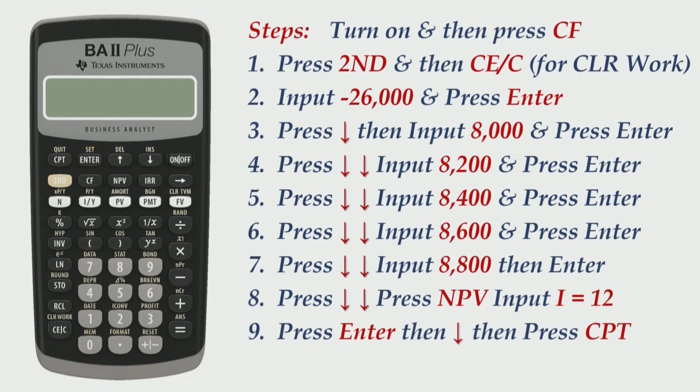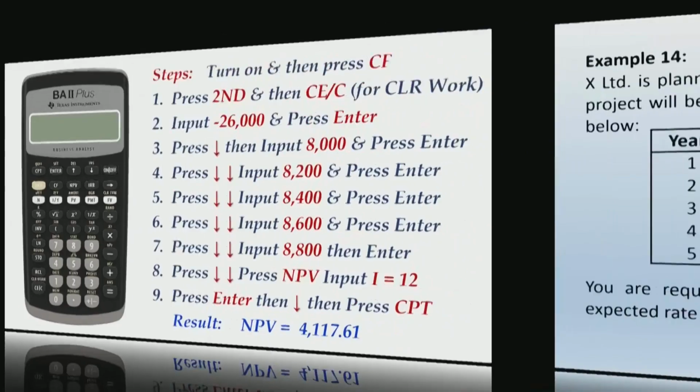Then one time again downward arrow key, it will again disclose NPV, right? But on the screen the answer won't appear, it will show NPV equal to 0. Don't consider that as your answer. NPV is not 0. You need to press this button, that is CPT for compute. So lastly press CPT and then you are ready with your result. Your result on the calculator screen will disclose NPV equals 4,117.61.